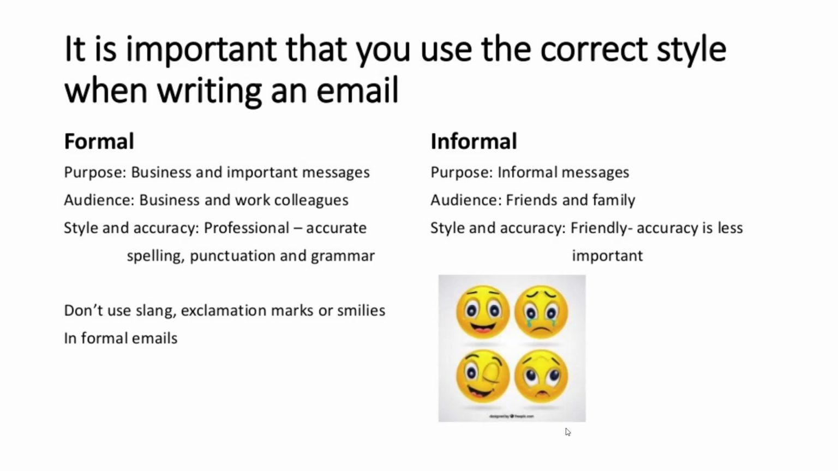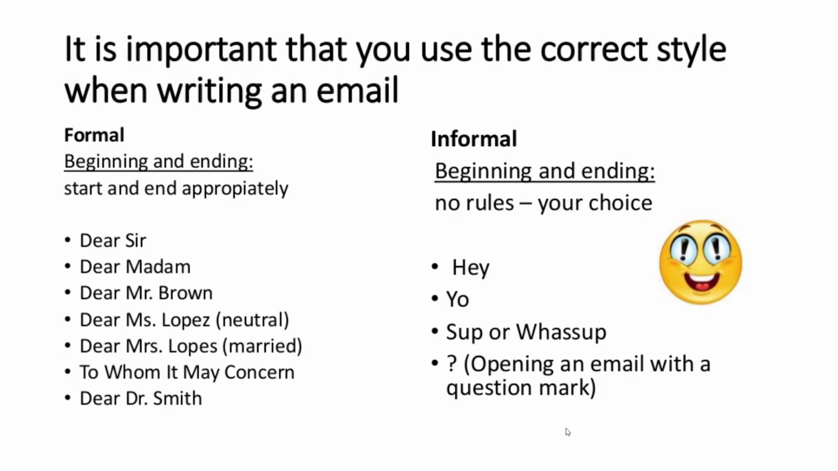style and accuracy are important. You have to pay attention to your spelling, punctuation, question marks, exclamation marks, and your grammar, of course. And informal is another style. You might use informal emails with friends and family, and so it's less important. Your spelling and grammar is less important. But of course, we are a business school, and formal emails are what we are dealing with. So it's important that you use the correct style when writing an email.